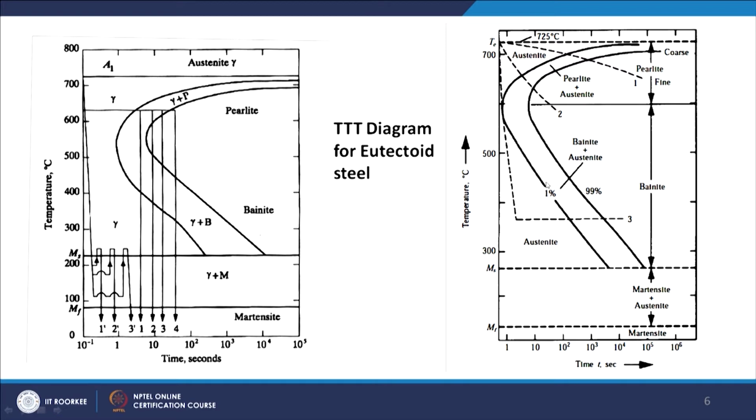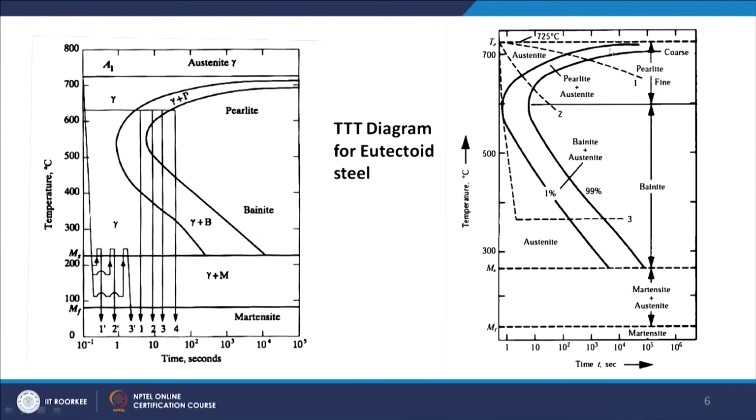So, this line is shown as 1% and this is known as the 99% transformation line. At this point it will start as 1%, which means there will be 99% austenite remaining, and here it will be 99% transformed, suppose. You see that it is taking a large amount of time. Certainly, when there is very little undercooling, for the transformation to proceed to get the pearlitic structure, you will have to wait for so long. So, transformation takes a lot of time.